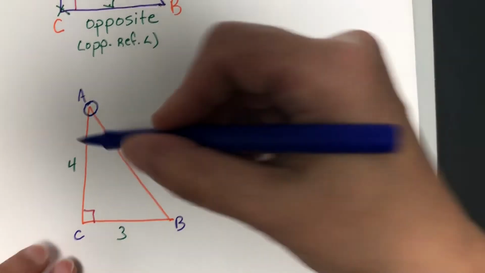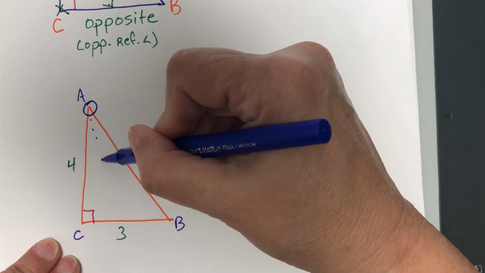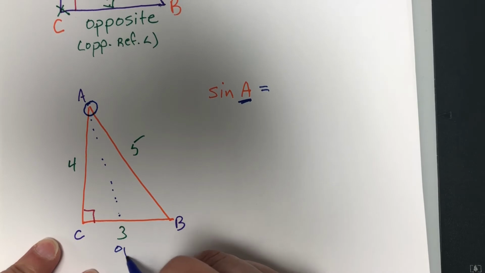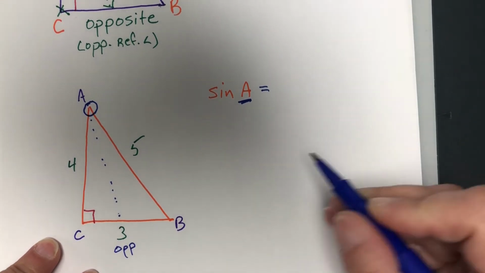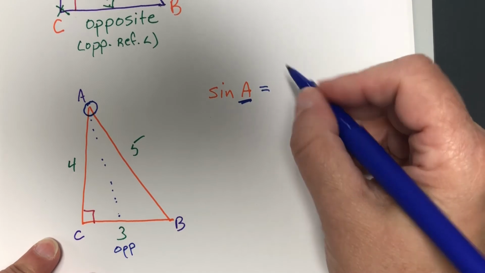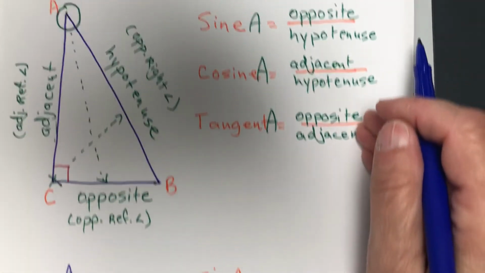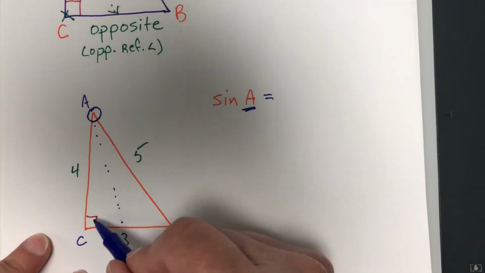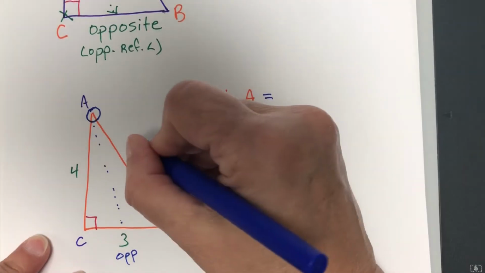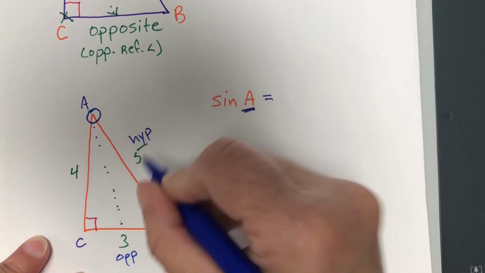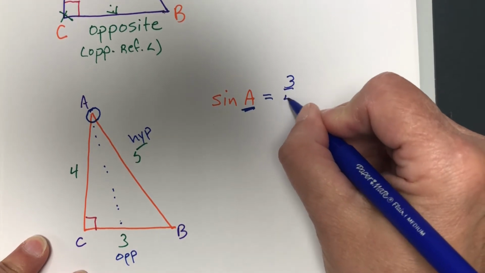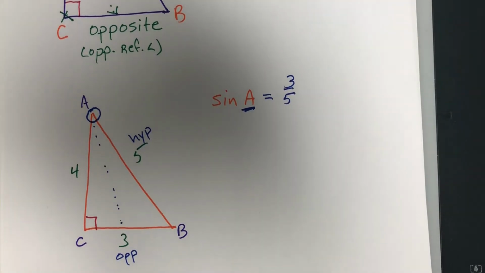So, opposite of A is 3. This is my opposite side. Sine is opposite over hypotenuse. Here's my right angle. My hypotenuse is 5. So sine of A would be 3 over 5.